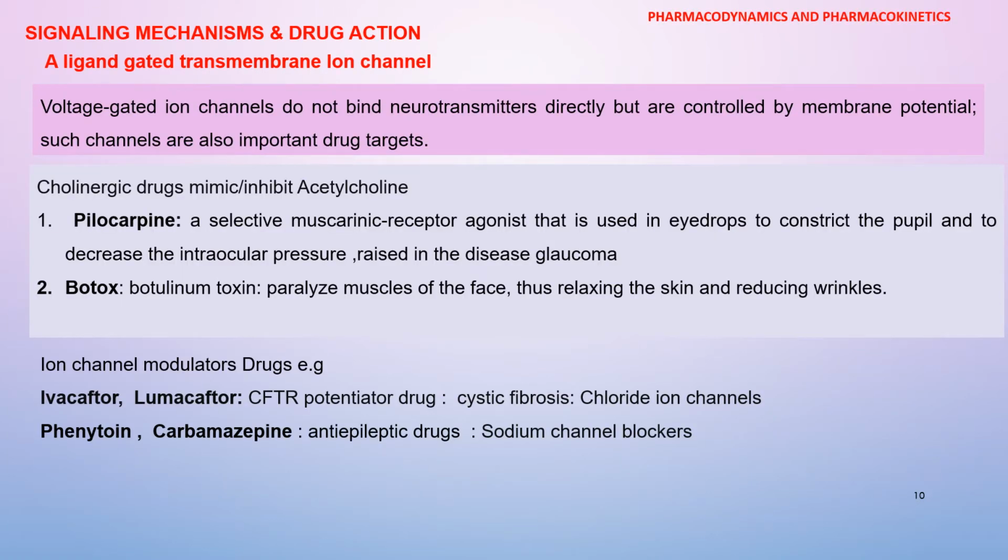The voltage-gated ion channels do not bind to neurotransmitters directly but are controlled by membrane potential. Hence, such channels are also important drug targets. Here, I have enlisted certain drugs which are used as inhibitors or mimic acetylcholine and certain modulators of ion channels.